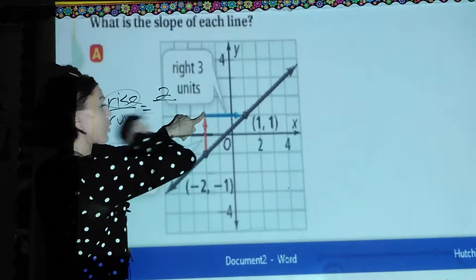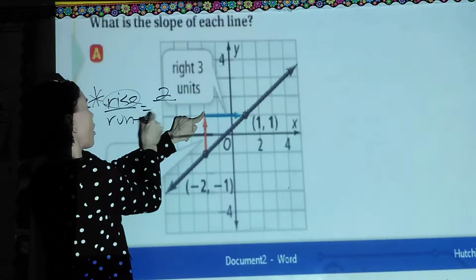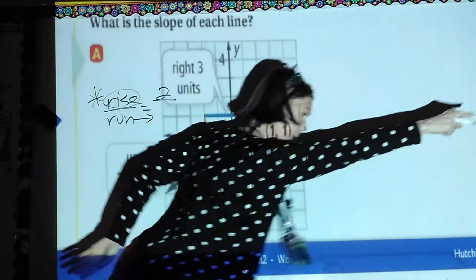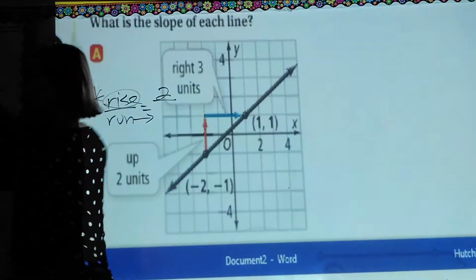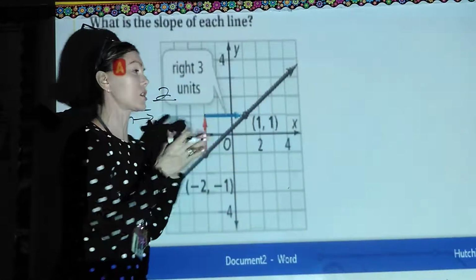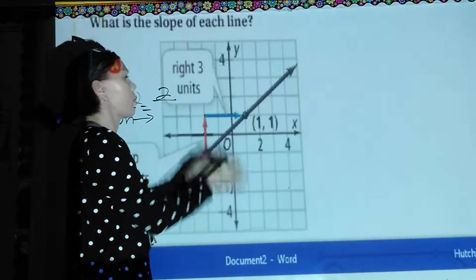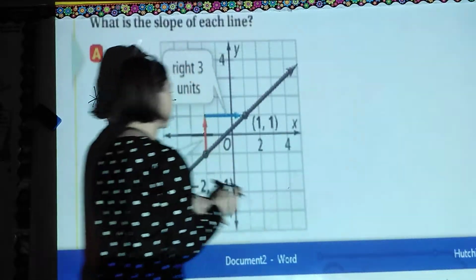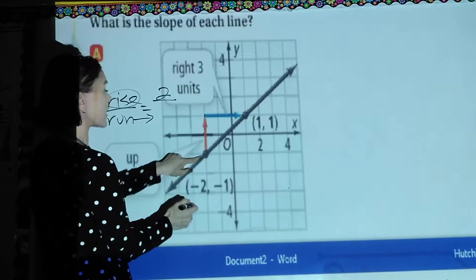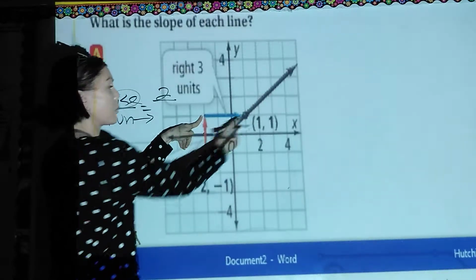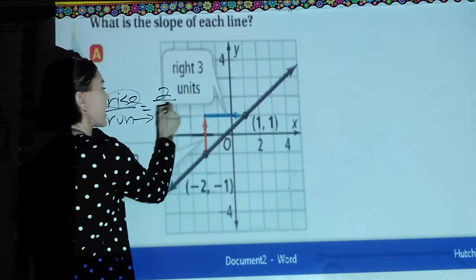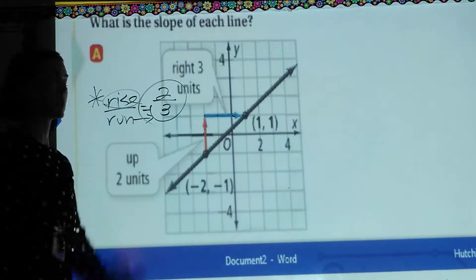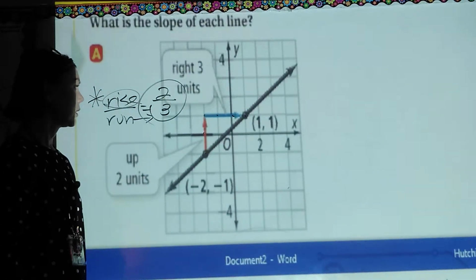And then we have to run. By the way, run always goes to the right, okay? Always, always, always. I see students going to the left. Do not do that. Just know that run always goes to the right, okay? That's very important. So our rise, we went up 2, and how did we get to this point? We had to run how many? 1, 2, 3, and so this is our slope, 2/3.